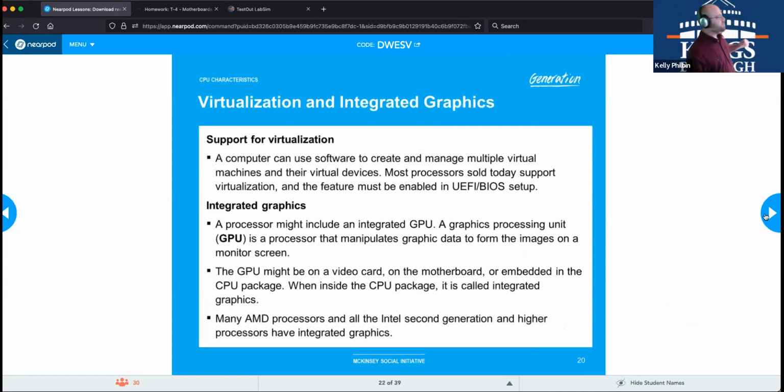All right, virtualization and integrated graphics. So if you want to, say, run multiple systems off of a singular unit, like you would have your main computer in your house and all the other computers would run off of that computer, their operating systems, all that fun stuff, you would need to have the capability of virtualization, where you could create multiple virtual machines or virtual desktops for people to operate off of.